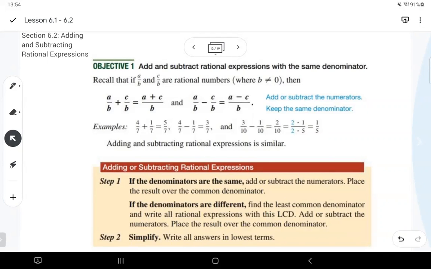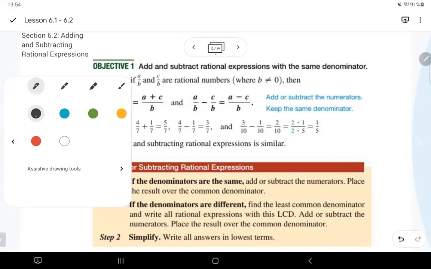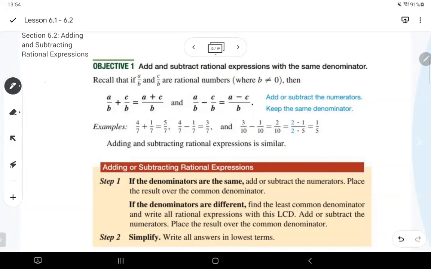Okay, so what we're going to work on now is adding and subtracting rational expressions. Remember, rational expressions are in the form of P of X over Q of X, where Q of X cannot equal 0. Okay, that is what a rational expression is.